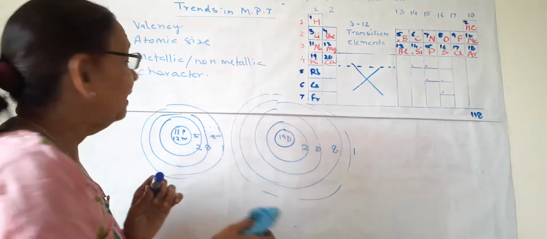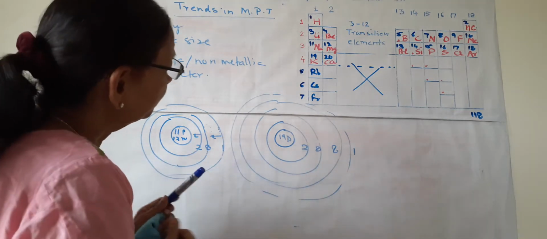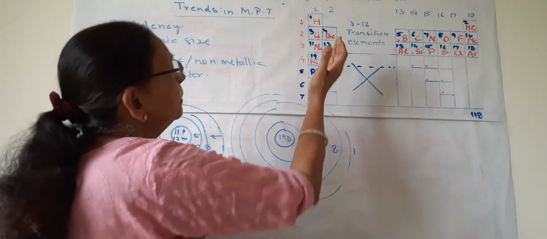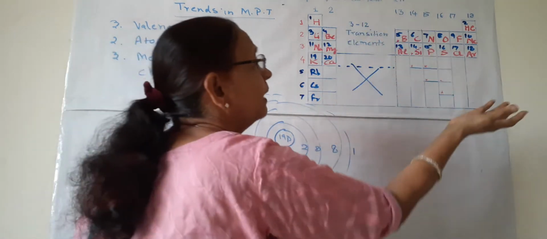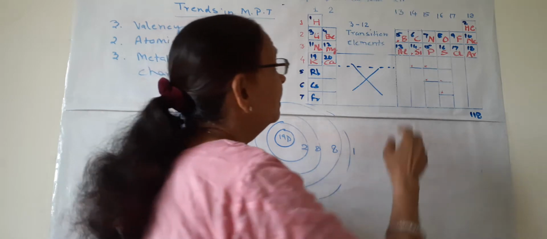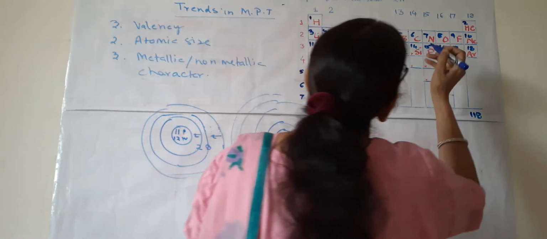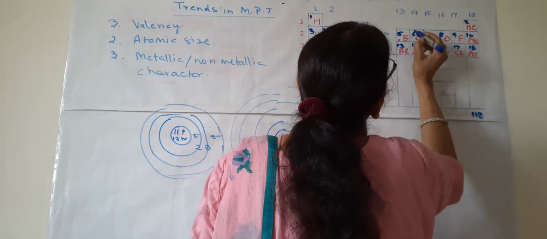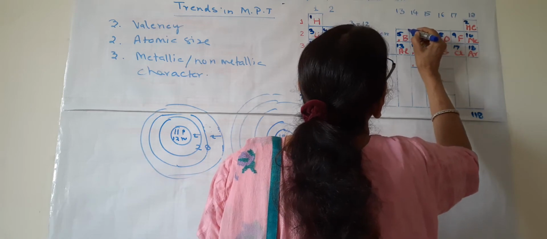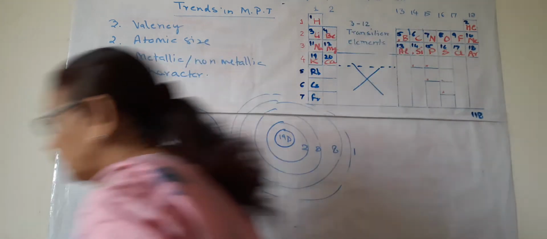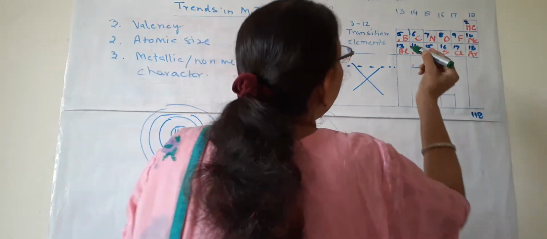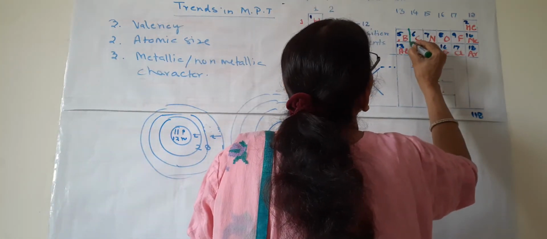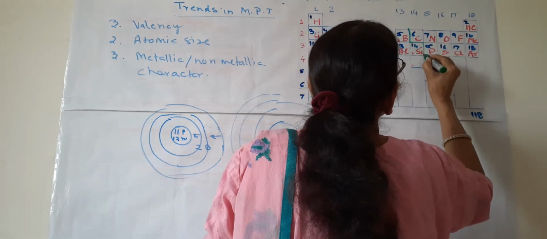And about the metallic and non-metallic character, we know that on the left hand side metals are there, and on the right hand side non-metals are there, and in between these, I am taking the other pen, a zigzag line, it forms along this zigzag line.